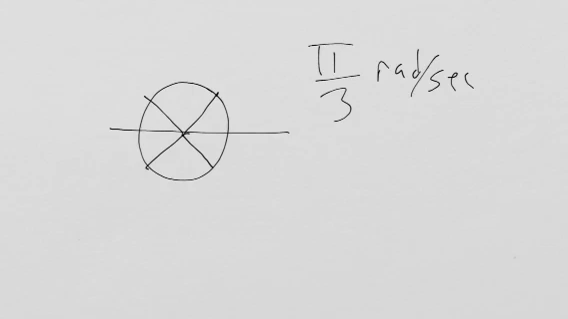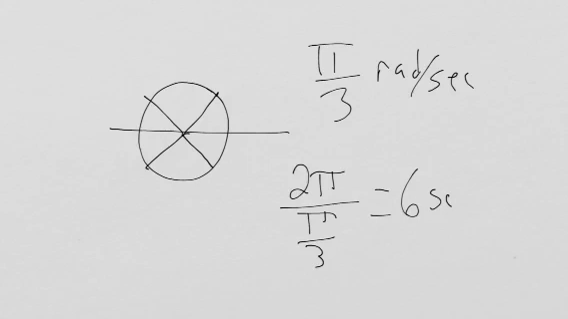Now, if we were to do this using a formula, we would take our distance, 2 pi radians, divided by our speed, pi over 3 radians per second, and that will simplify to 6 seconds.